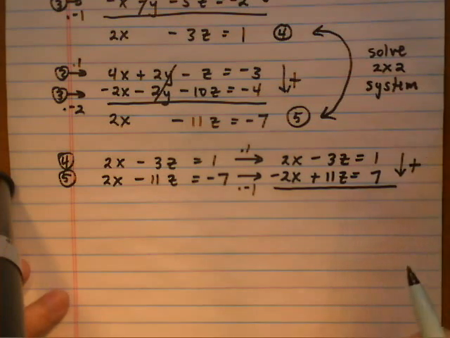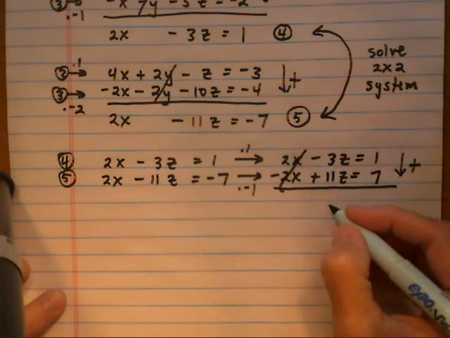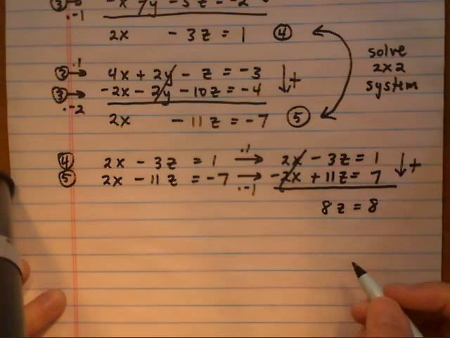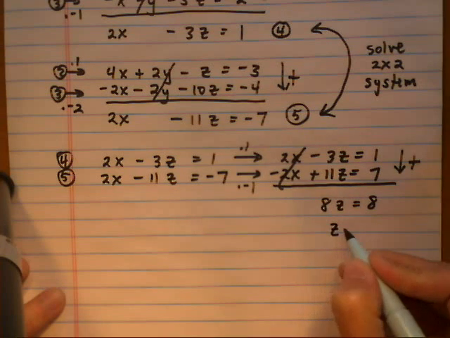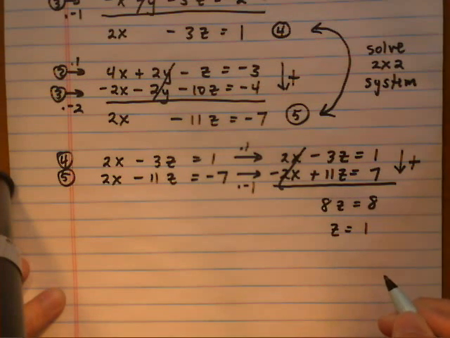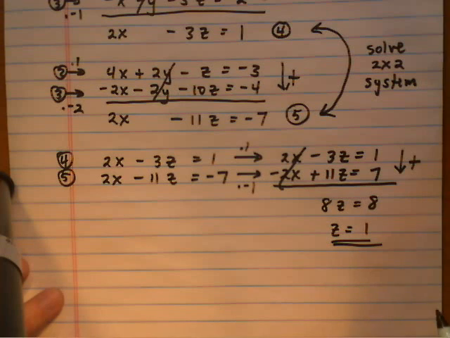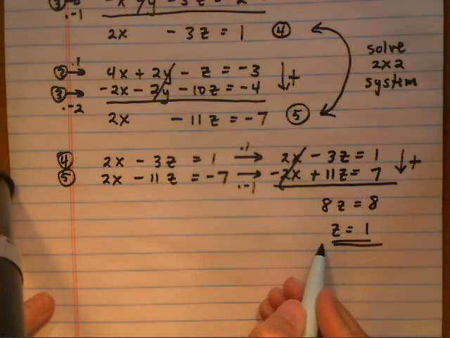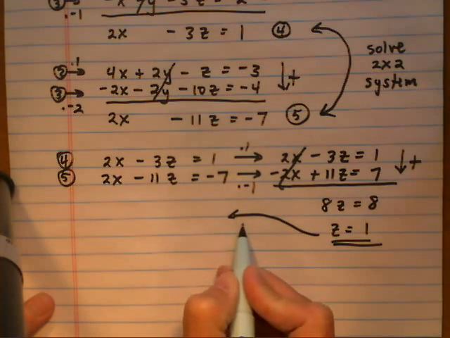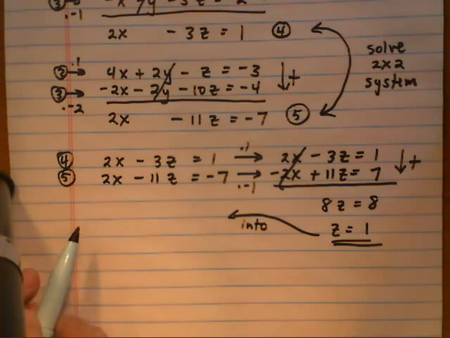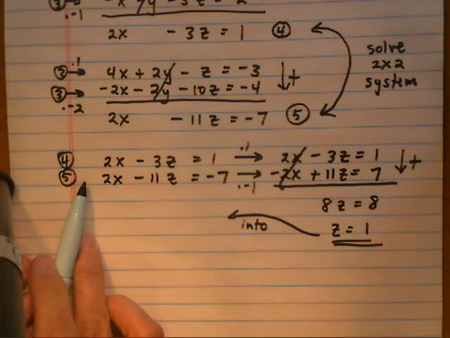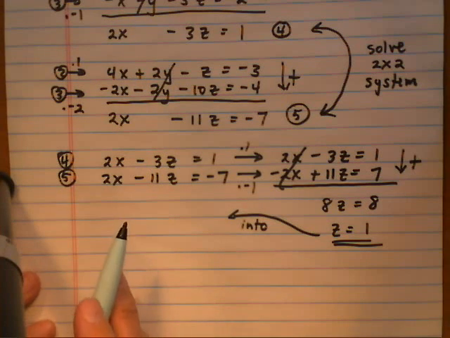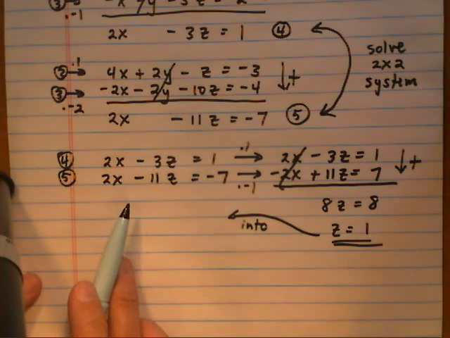Again, we're going to add. X terms are gone, and we get 8z equals 8, and now we can solve for z. Z is equal to 1. So we're almost there. We're going to back substitute for x and y. So let's take z, and we're going to back substitute into either equation 4 or 5, and that'll let us find x. And then we can take x and z and go back to the starting equations to find y.